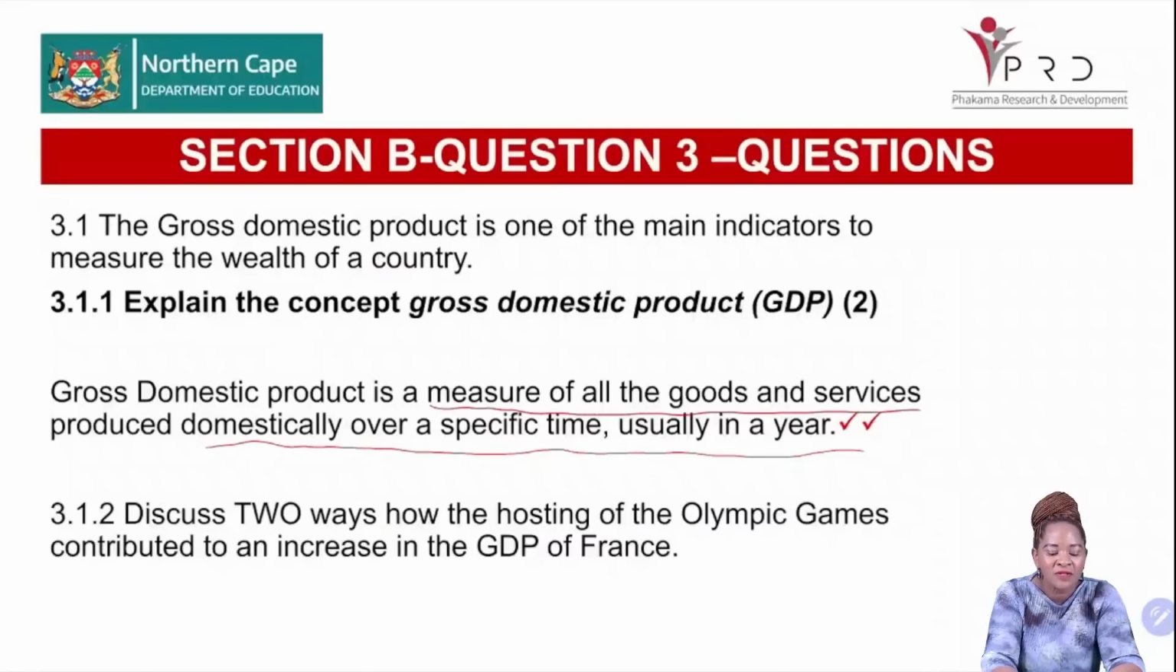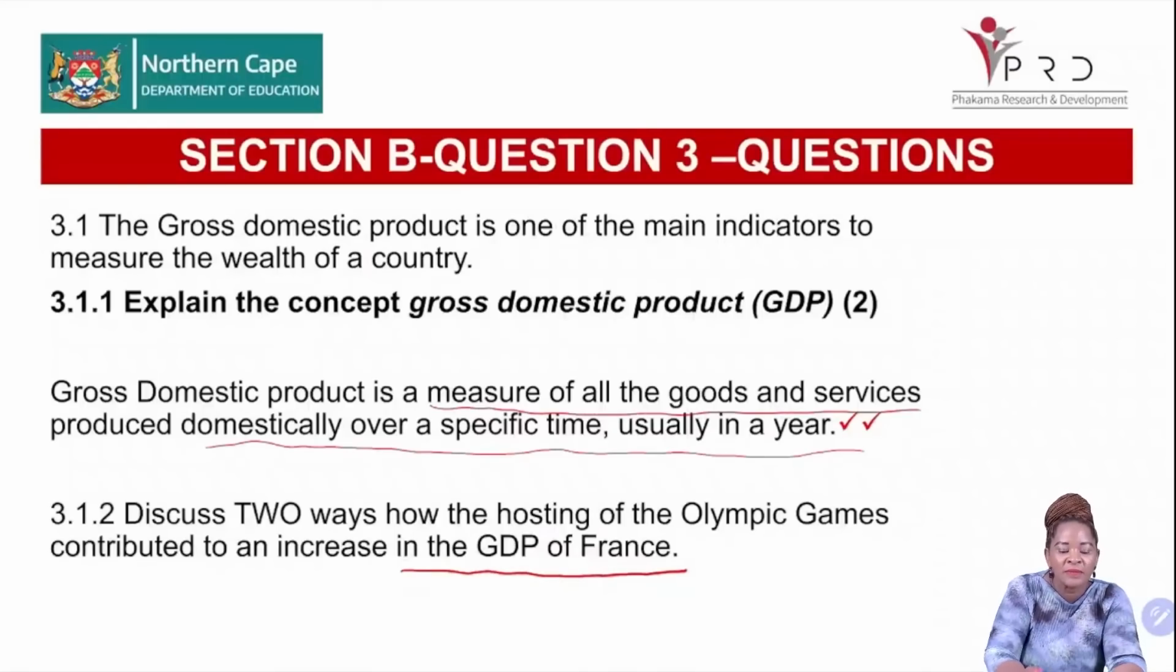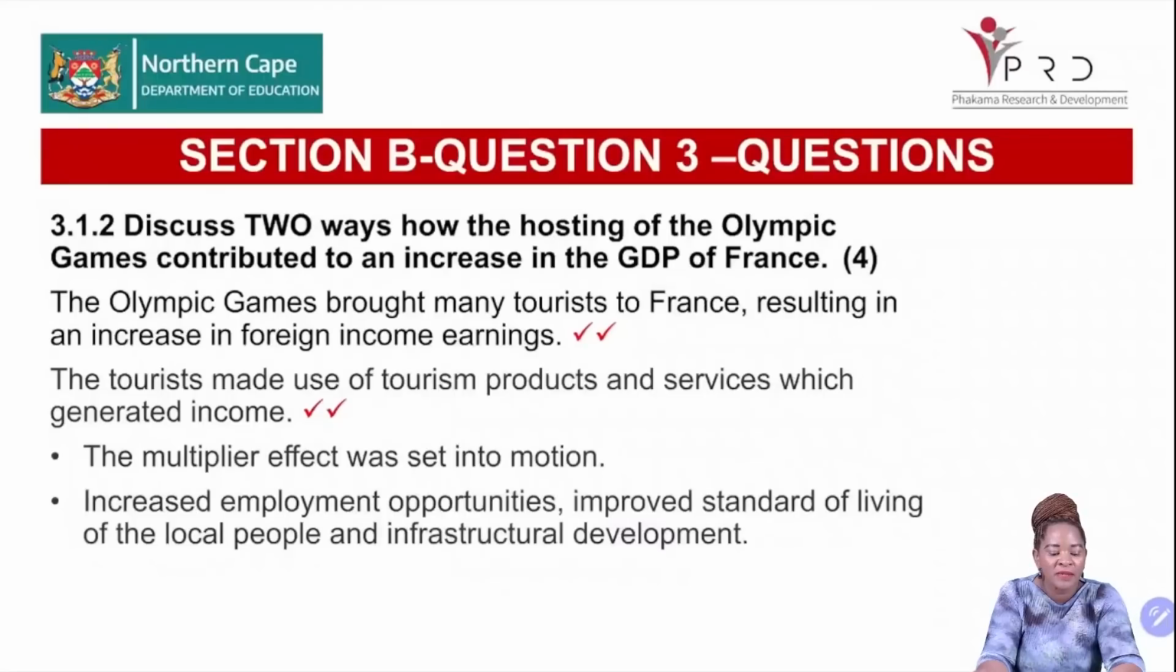3.1.2, discuss 2 ways how the hosting of the Olympic Games contributed to an increase in the GDP of France. Remember, it happened in Paris, but now we want to know the benefits of that. Now, let us look at 3.1.2, where you're supposed to discuss 2 ways how the hosting of the Olympic Games contributed to an increase in the GDP of France.